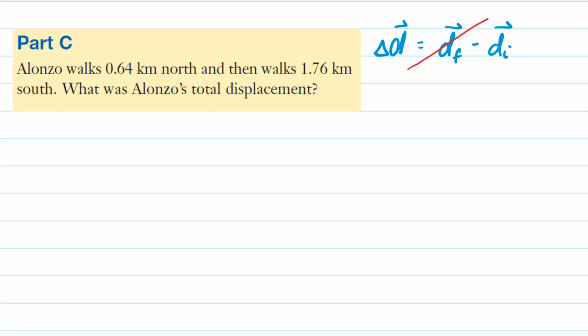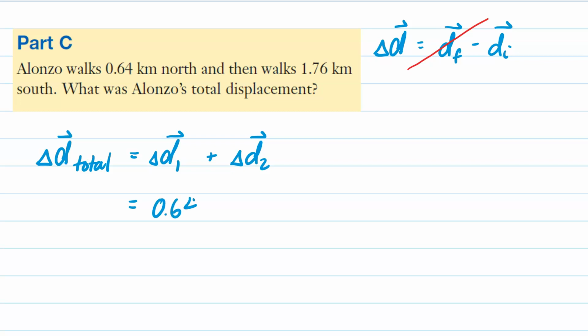definition of displacement. But remember, you can also calculate displacement by summing up the total displacements along the journey, as long as you take direction into account. So we can say the total displacement is displacement number 1 plus displacement number 2. Alonzo first walked 0.64 kilometers north. That is his displacement number 1, 0.64 kilometers to the north. Displacement number 2 that we'll add to that is the 1.76 kilometers to the south.